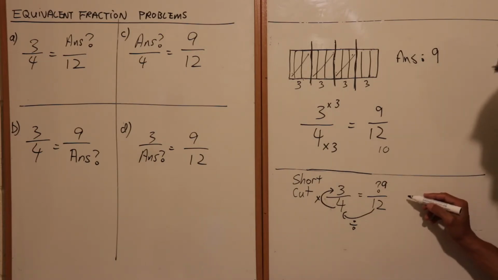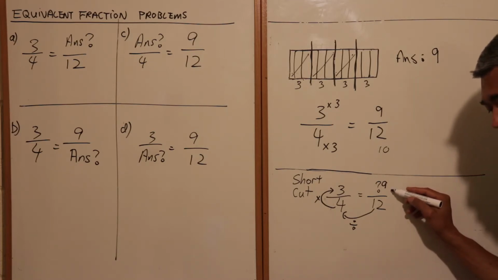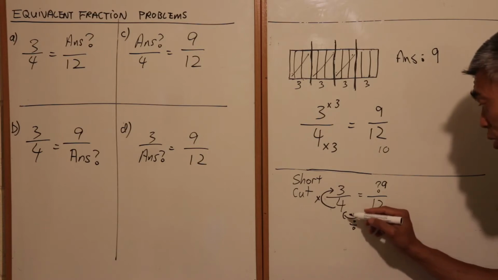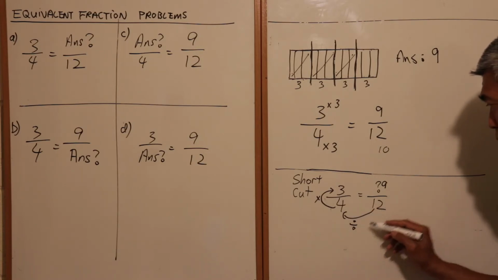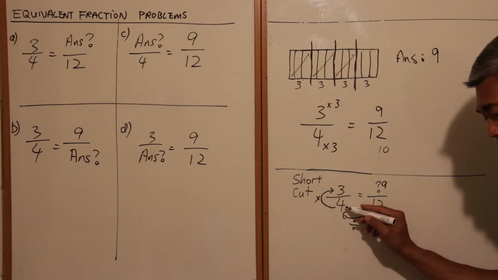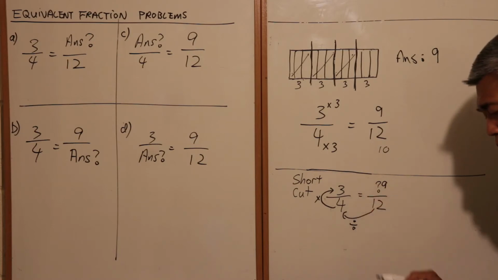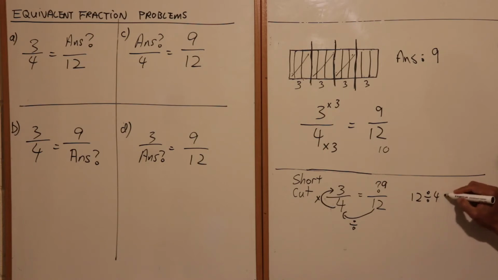To summarize, starting from the corner below the unknown number, we go clockwise, dividing this number by the number on the opposite side of the equal sign, and then multiplying the result with the number on top. So this gives us 12 divided by 4 times 3, giving us 9.